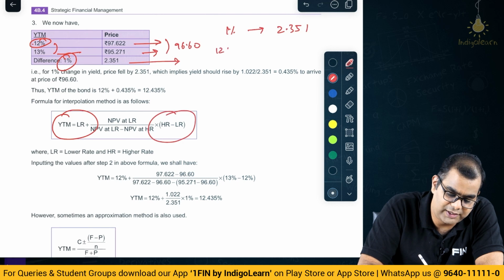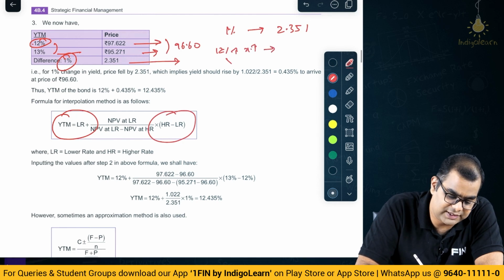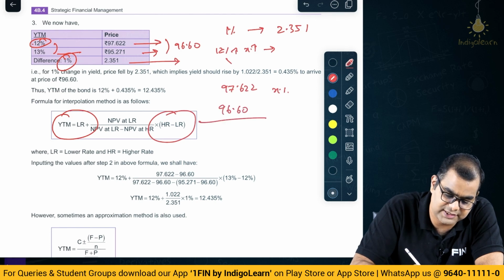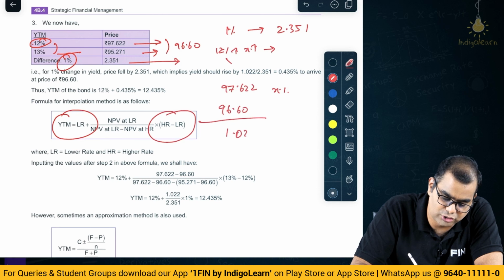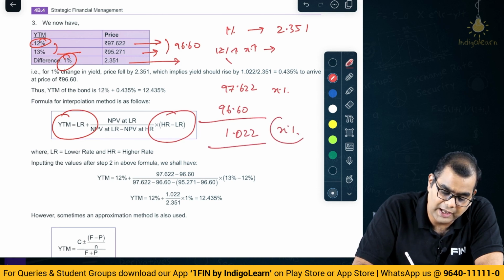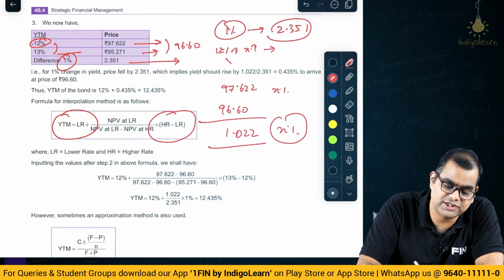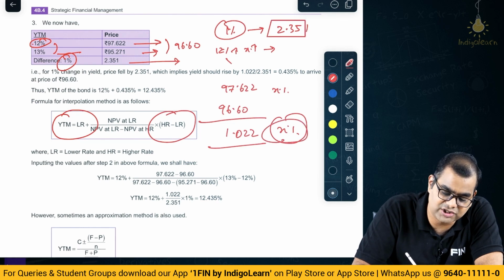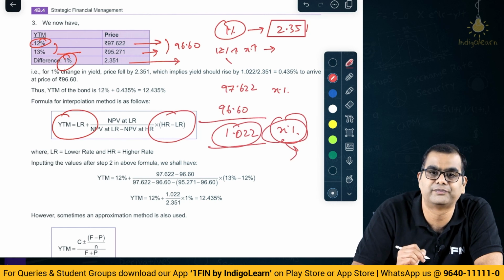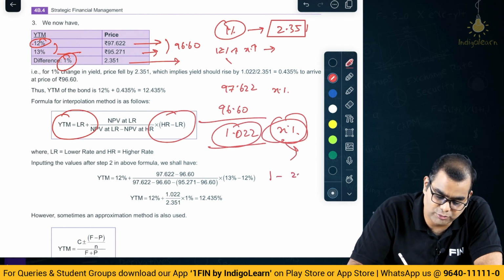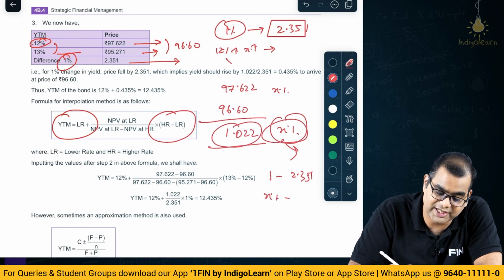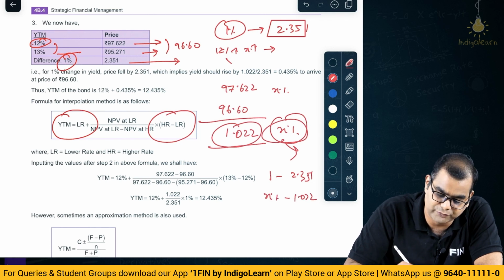Okay. From 12%, it has to come down. From 12%, it has to increase by how much? X percentage, such that at 12%, the value is 97.622, and at X percent, the value should be 96.60. That is, there has to be a change of 1.022. So for 1% change, the change is 2.351. For X percent change, the change should be 1.022. What is the X? So for 1%, it is 2.351. For X percent change, it has to change by 1.022. So what is this X?